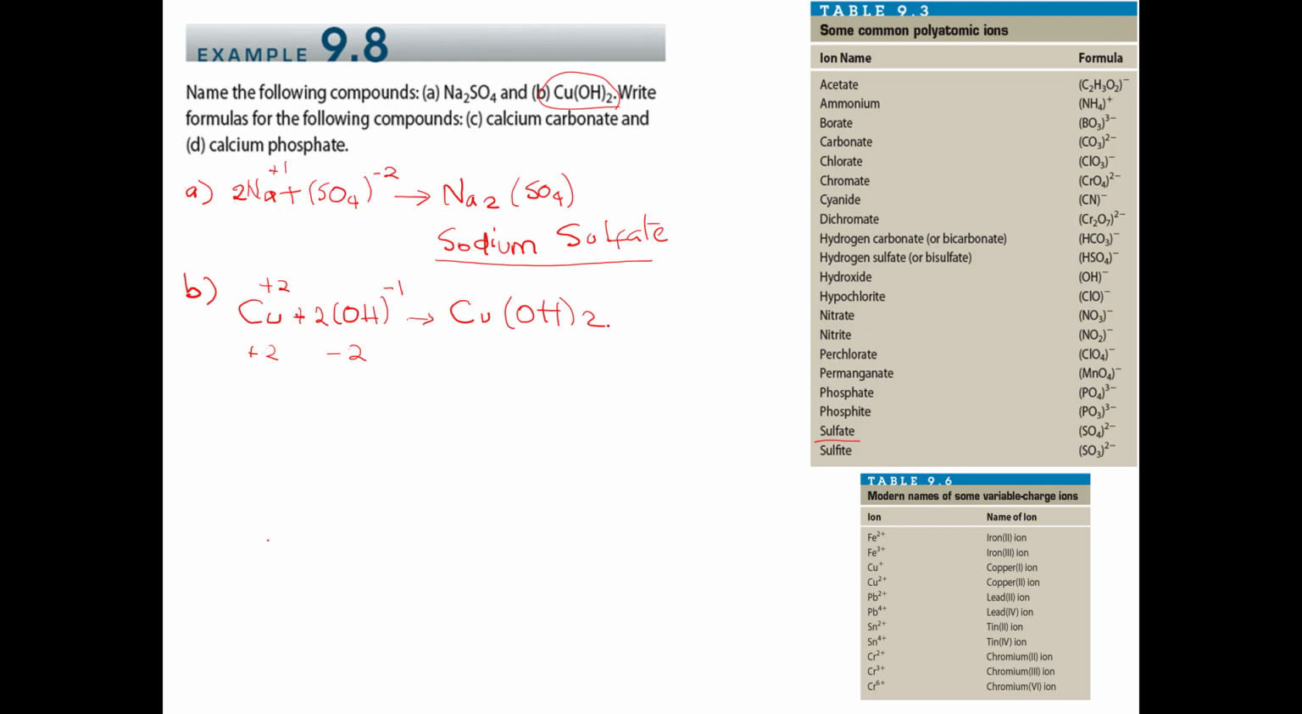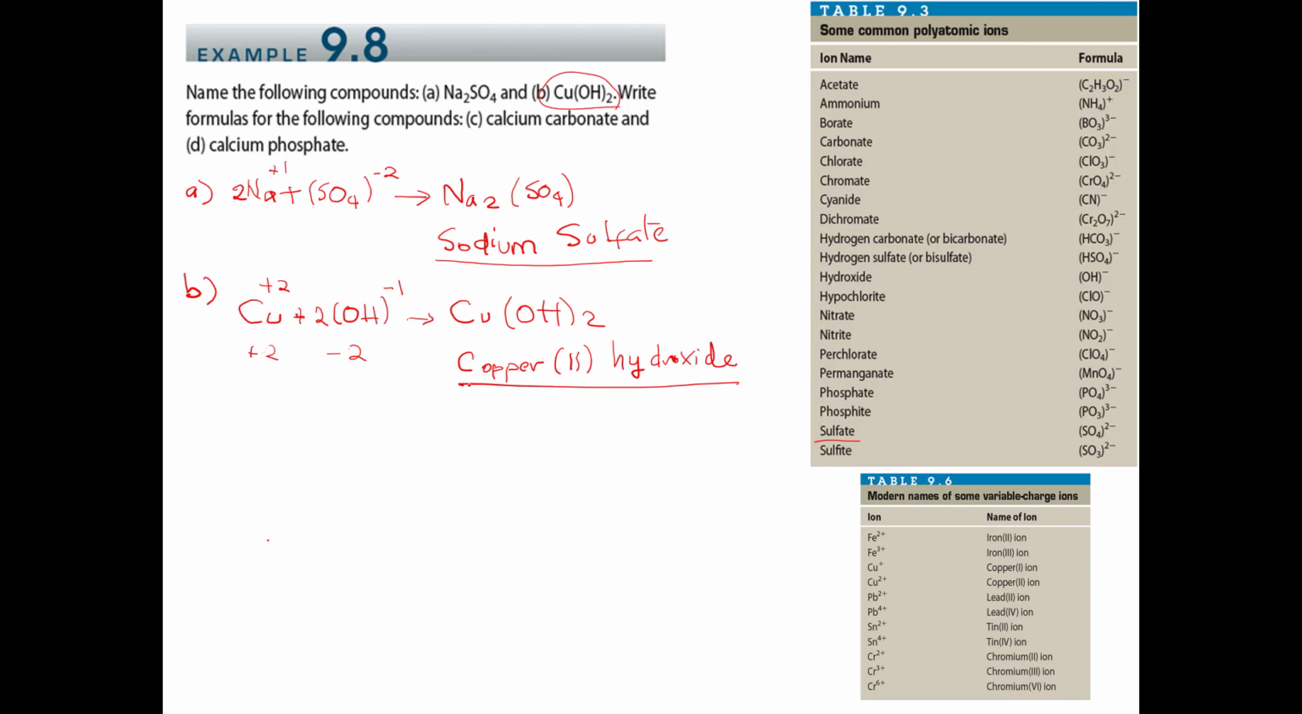Then now we can write the name. It will be copper, but we know copper must be 2, so we write that using the Roman numeral in parentheses: copper(II). And then we have hydroxide, which is the name of the polyatomic ion. Hydroxide. And this is the answer.